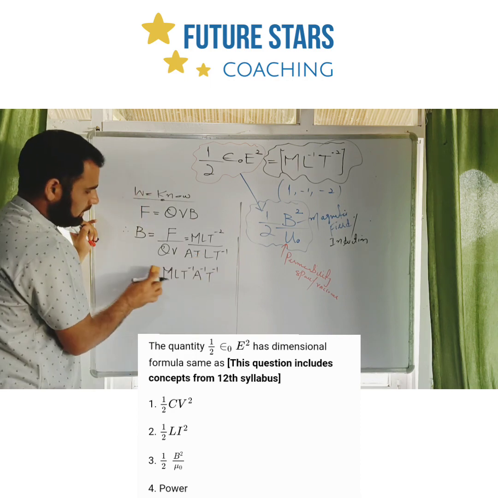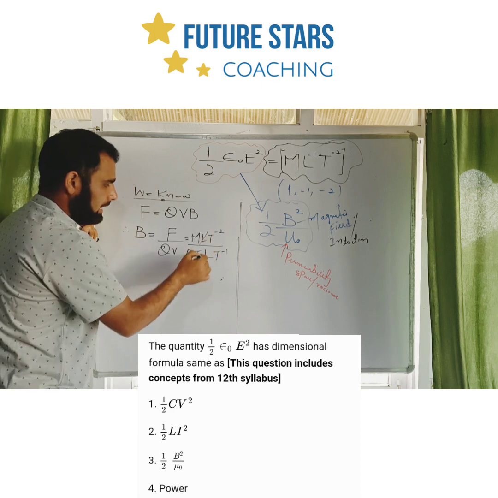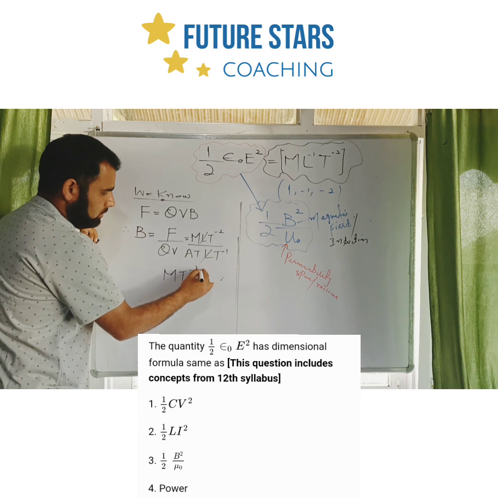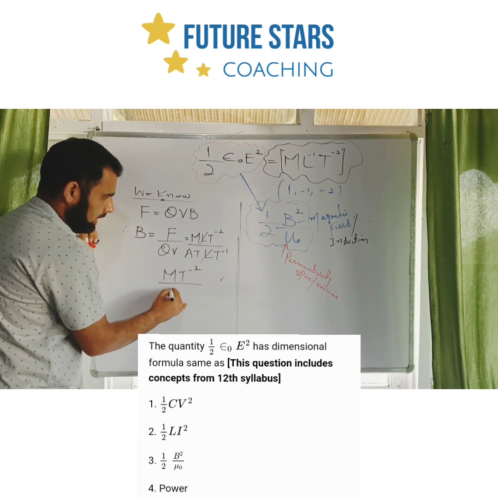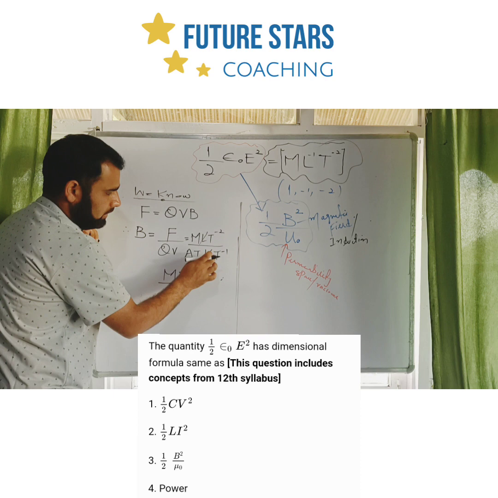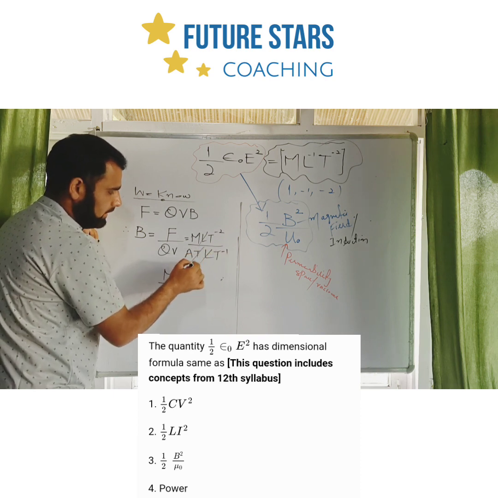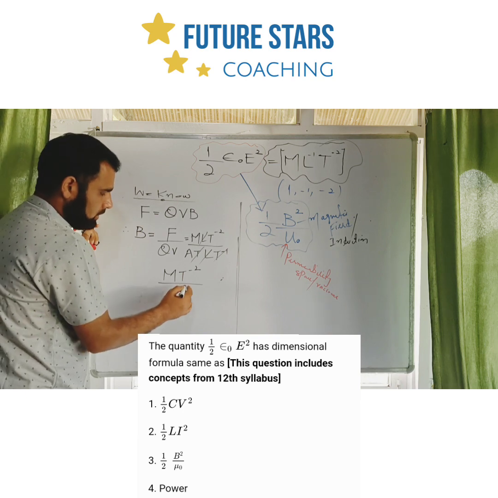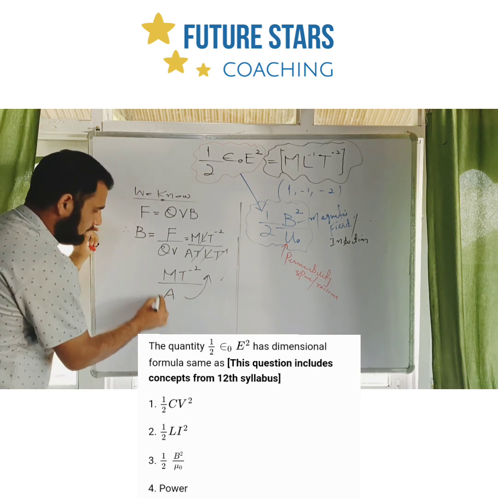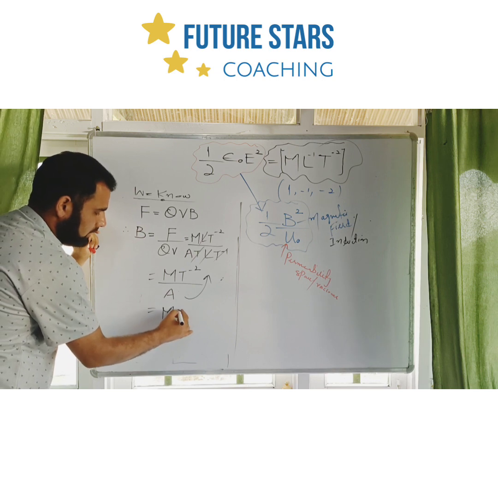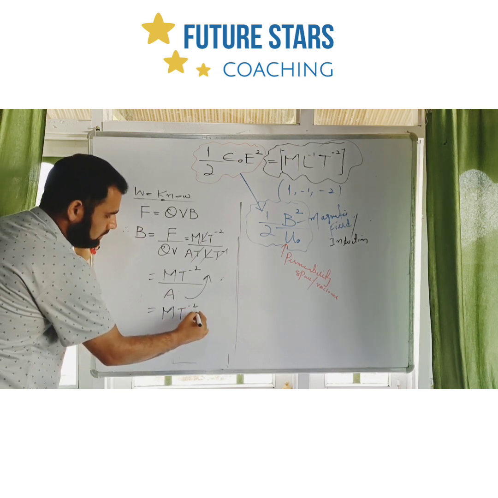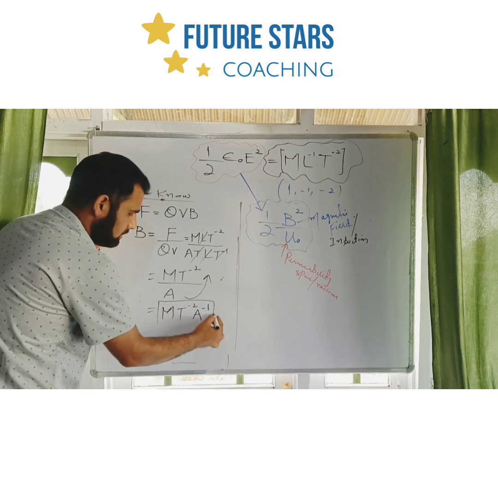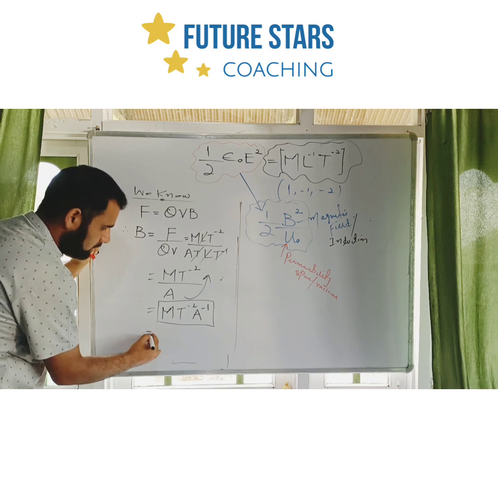Again, you can cancel out the terms. L and L go out. So it is now M T minus 2 in the numerator divided by A T, and T minus 1 again cancels out. Bases are the same, powers are added. So here we are left with only the A. Shifting this A to the numerator, it is simply M T raised to power minus 2 A raised to power minus 1. So this is the dimensional formula of magnetic field induction, or simply the magnetic field.